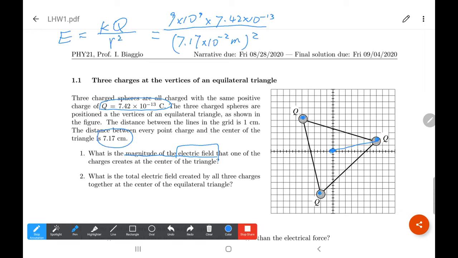I know there are no questions here, but if you go to the second one, what's the total electric field created by all three charges together at the center of this triangle? I find a few students use 3 times the electric field calculated from the first question. This is not correct, because the electric field is a vector. You cannot just add them by value.